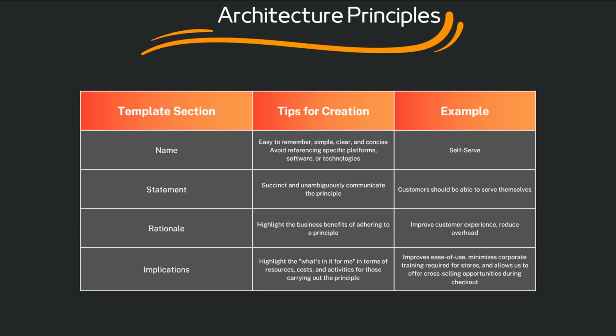A rationale is included to help the business benefit of adhering to the principle become known. In my example, if we had self-serve, it would improve customer experience and reduce our overhead. The implication section talks about what is in it for us in terms of resources, costs, and activities for those carrying out the principle. For example, if you carry out the principle of self-serve, it will improve the ease of use, it will minimize corporate training required for our stores, and it allows us to offer cross-selling opportunities during checkout. When it's stated like this, self-serve becomes very easy to understand and the value is very clear. This is what makes a good architecture principle.